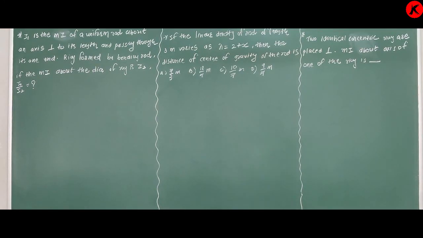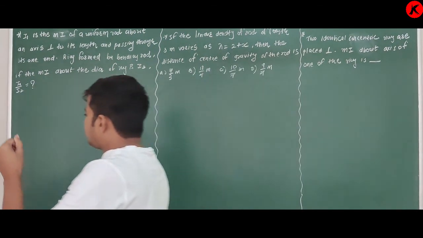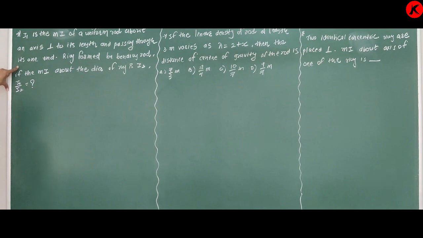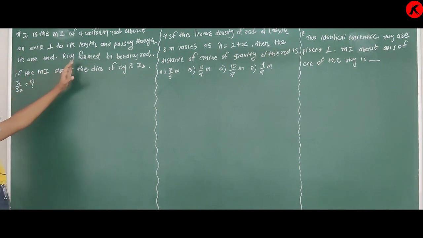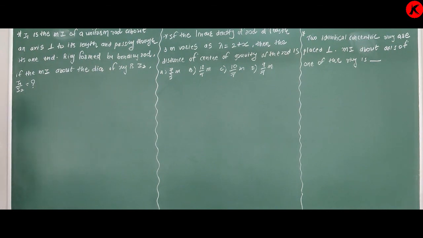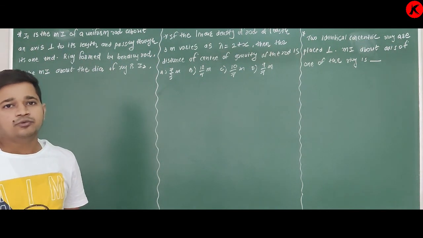Okay, next question. I1 is the moment of inertia of a uniform rod about an axis perpendicular to its length and passing through its one end. A ring is formed by bending the same rod. If the moment of inertia about the diameter of the ring is I2, then find the ratio of I1 and I2.